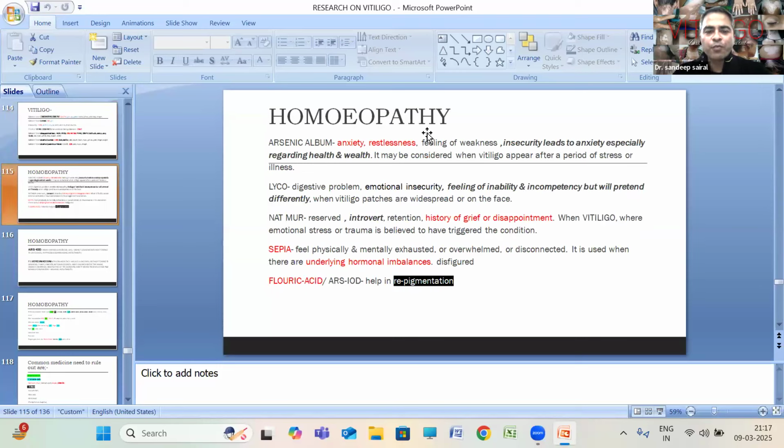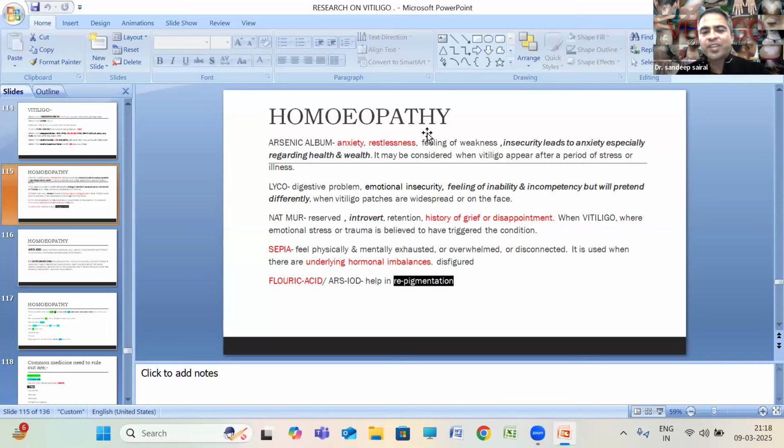In homeopathy, we can have a few medicines like Arsenicum album. We know there's anxiety and restlessness. The theme of this medicine is an insecurity leading to anxiety, especially regarding health and wealth. Lycopodium: there's a feeling of incapability, inability, incompetency, but he will pretend differently. There will be a boasting nature. Natrum muriaticum: a reserved, introvert personality, with a history of grief and disappointment.